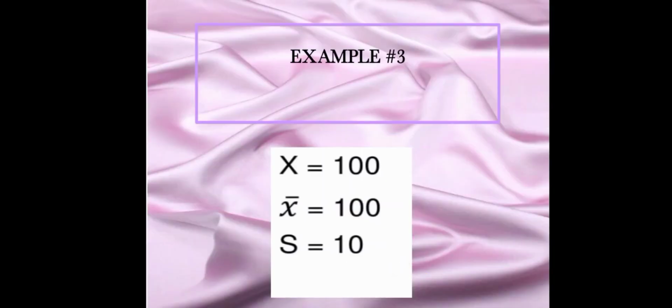So example number 3, the 100 is the raw score and the other 100 is the mean, while 10 is the standard deviation. 100 minus 100 is 0, and 0 divided by 10 is 0. So a score of 100 falls on the given mean.